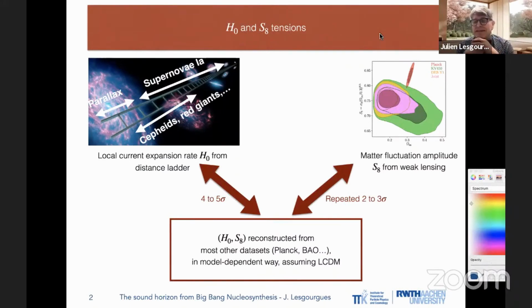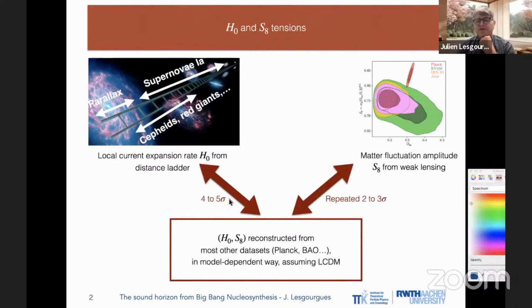In the middle between these experiments stand the results reported by other techniques like the CMB and the baryon-acoustic oscillations, which are not directly probing these parameters, but for which these parameters can be reconstructed by an extrapolation after assuming a given cosmological model. And the big problem that you have all heard about is that if you assume lambda CDM as the reference cosmological model, then the value of H naught that you infer is in 4 to 5 sigma tension with distance ladder measurements from SH0ES, maybe completed by other experiments related to strong lensing, and is in 2 to 3 sigma tension with measurements of S8 reported by essentially all weak lensing data.